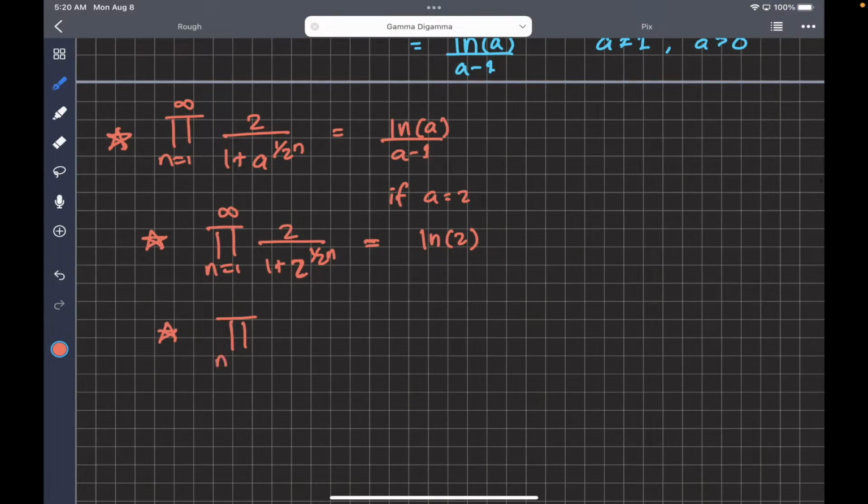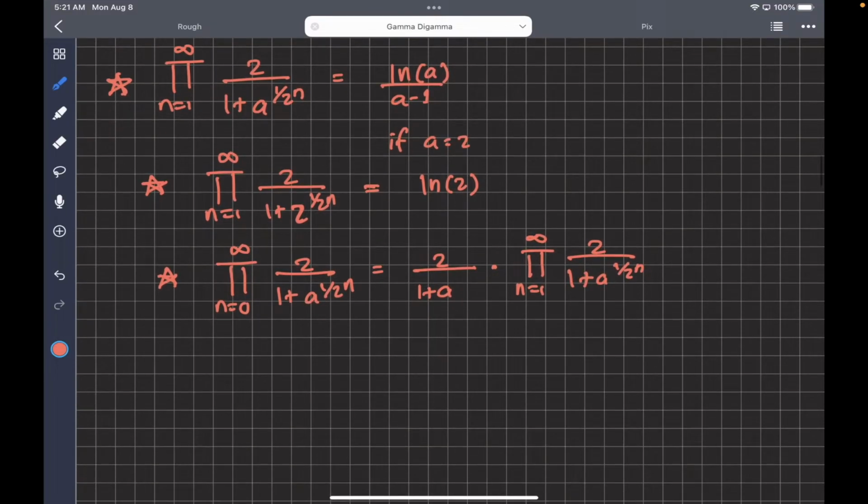What if we started our summation from 0? Well, no sweat. All you do in that case is basically explicitly write down the 0 term and then multiply that with the product from 1 onwards. So the 0 term is 2 over 1 plus a precisely, times the product from n equals 1 to infinity of 2 over 1 plus a to the 1 over 2 to the small n. And we know what the second quantity is.